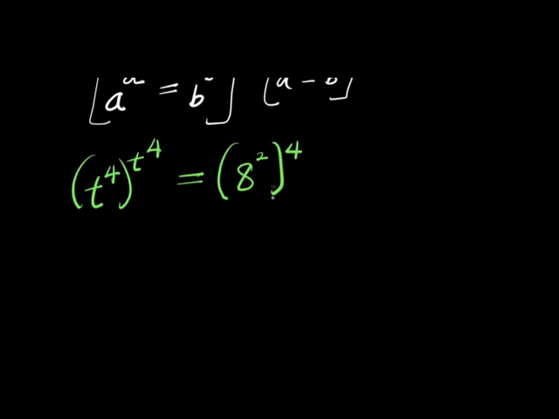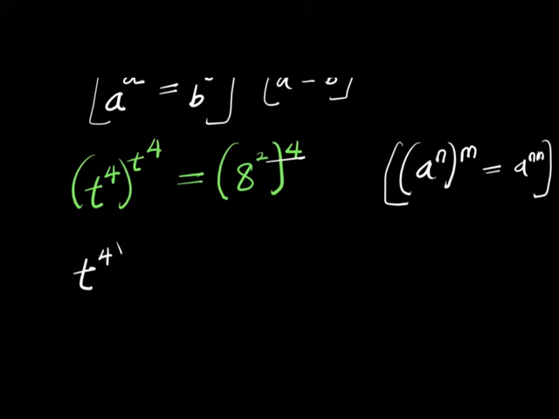Now this will lead us to this other identity. If you have a to the power of n raised to the power of m, this equals a power n times m. So we are going to multiply this exponent. I will have t to the power of 4 raised to the power of t to the power of 4. And this equals 8 power 2 times 4, that is 8.